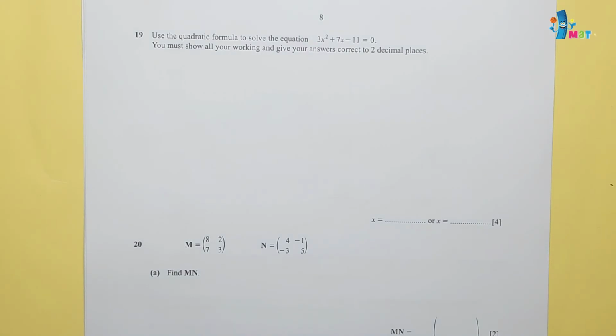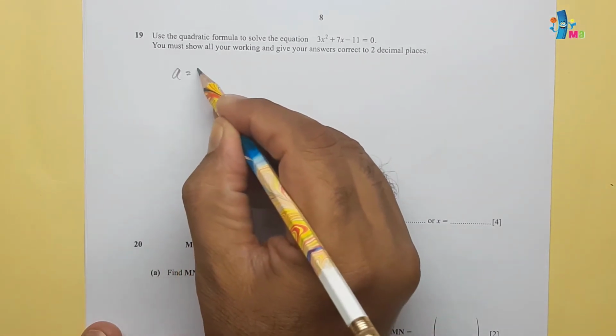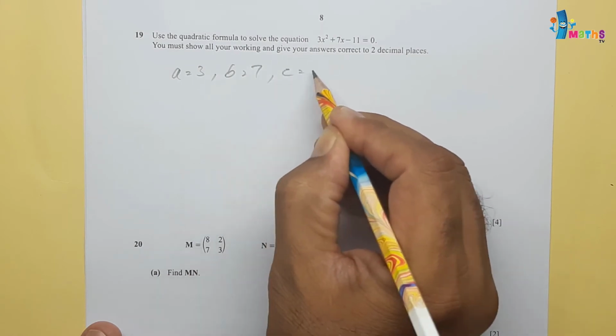Question number 19. Use the quadratic formula to solve the equation. Given equation, a will be equal to 3, b will be equal to 7, and c is equal to minus 11.